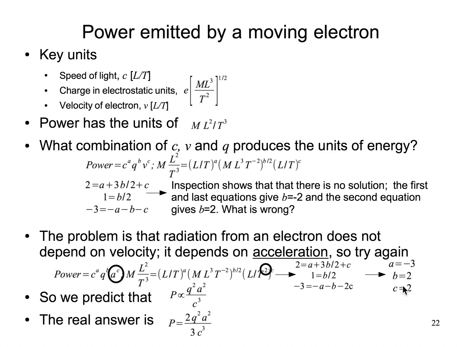But if we're careful, we'll see that if we put these values into this power equation, we get that power from an accelerating electron is proportional to the square of the charge, the square of the acceleration, and the inverse cube of the speed of light.